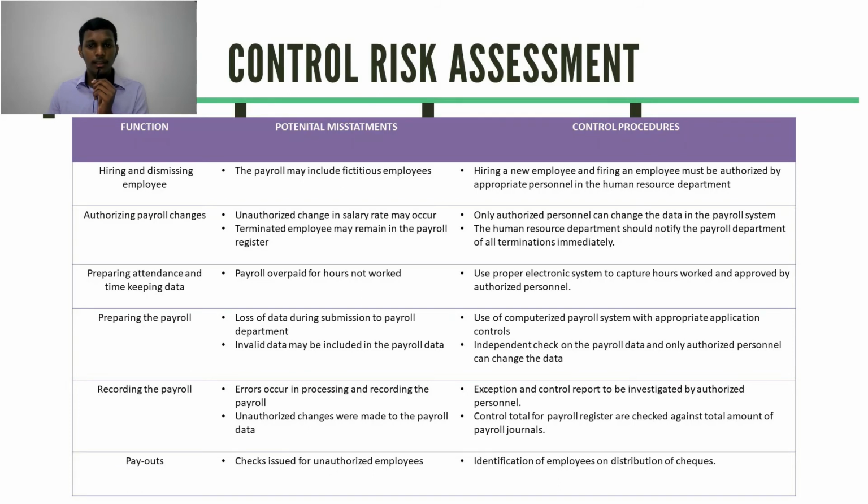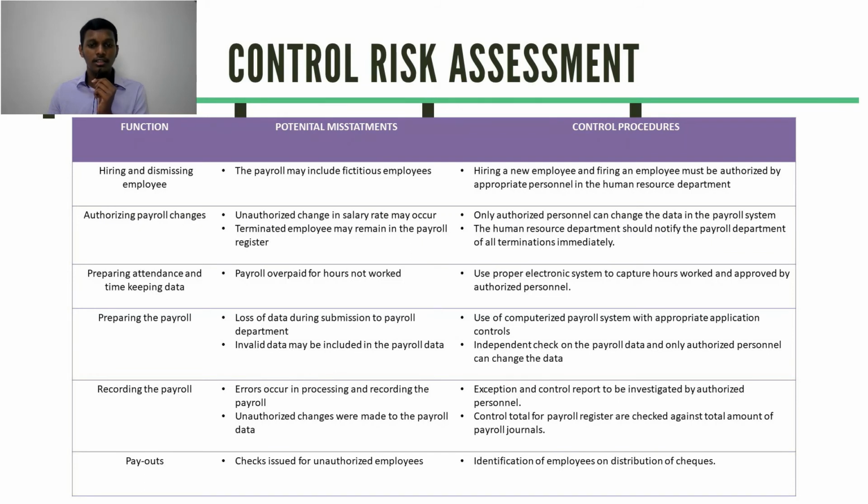Second is authorizing payroll changes. Potential misstatements are that unauthorized change in salary rate may occur and terminated employees may remain in the payroll register, while the control procedures are that only authorized personnel can change the data in the payroll system and the human resource department should notify the payroll department of all terminations immediately. Then preparing attendance and timekeeping data has the potential misstatement of payroll overpaying for hours, and the control procedure is to use a proper electronic system to capture hours worked, approved by authorized personnel.